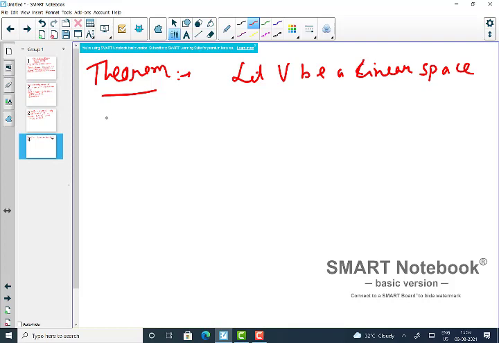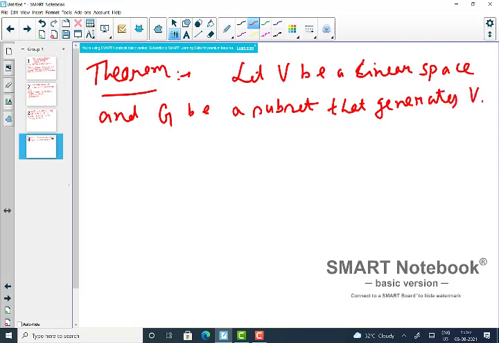So let G be a subset that generates V. That means span of G equals V. If this is the case, then any maximum independent subset.